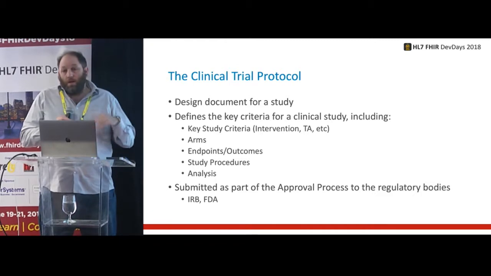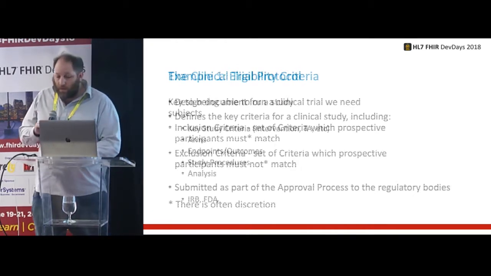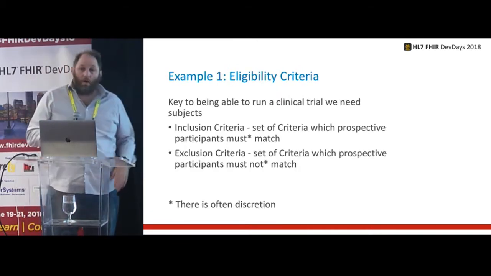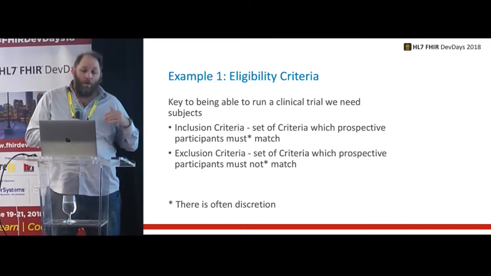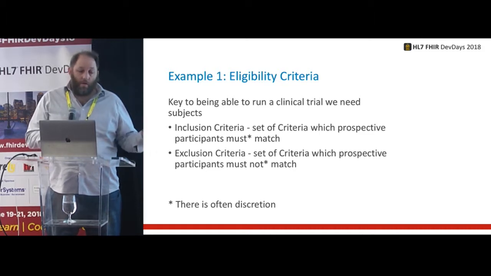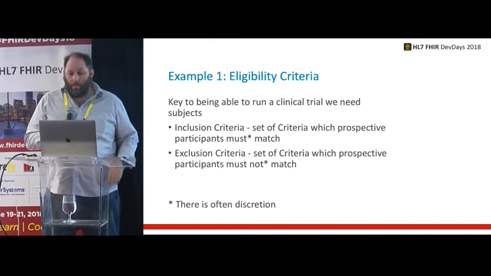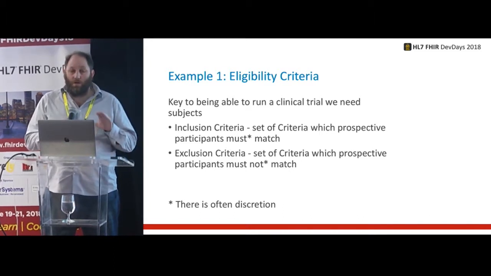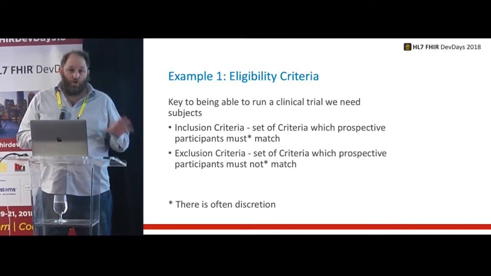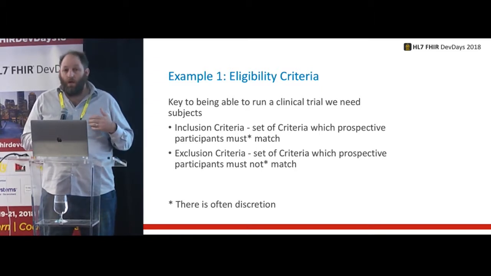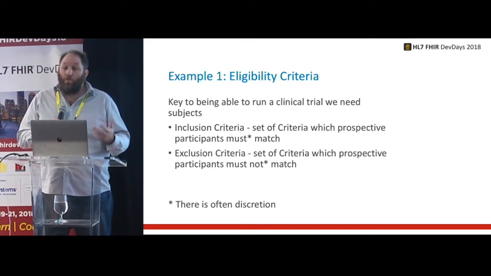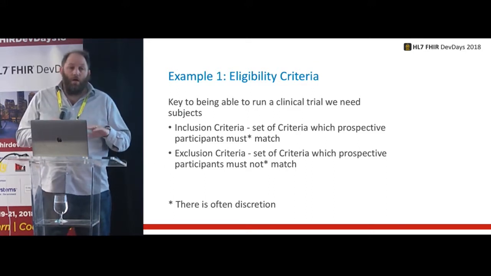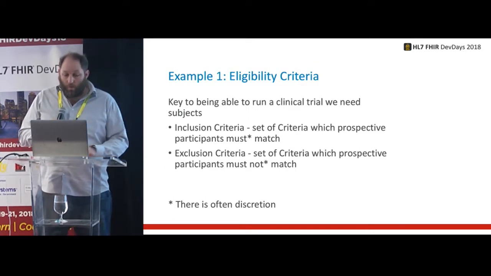One of the things I wanted to give an example of, as part of the clinical trial protocol, is defining your patient population, and that's done through something called eligibility criteria. It broadly breaks down to two types. There's the inclusion criteria, which is a set of criteria which prospective participants must match, and the exclusion criteria, which is obviously the vice versa. I've put asterisks on there because there is quite often a degree of investigator discretion.